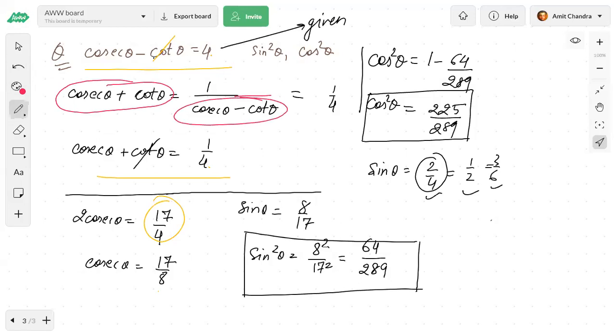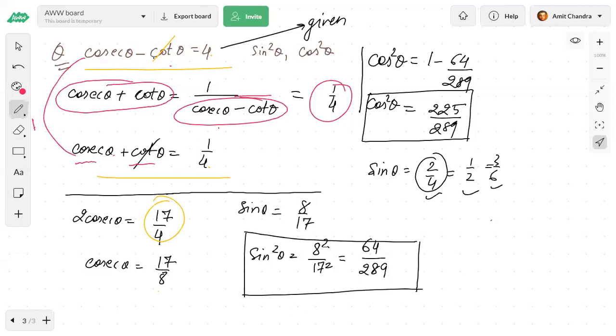Okay, Kanish. Fine. So what I will do, instead of this, I will substitute this value. So cosec theta minus cot theta is equal to 4, so I will write it equal to 1 by 4. Now I've got cosec theta plus cot theta is equal to 1 by 4. Now this is cosec theta minus cot theta is equal to 4. I will add these two.